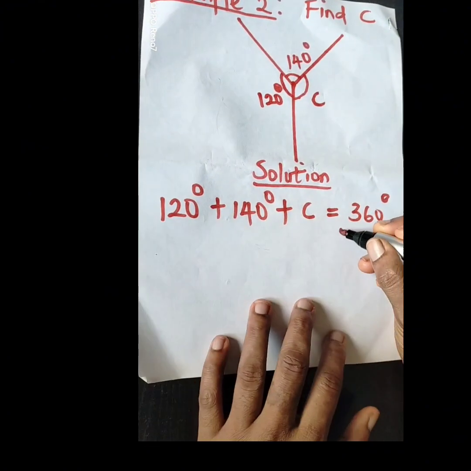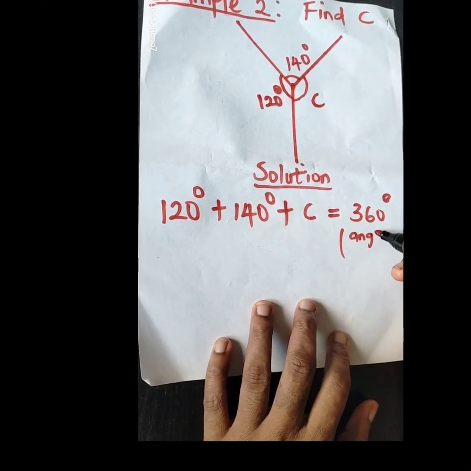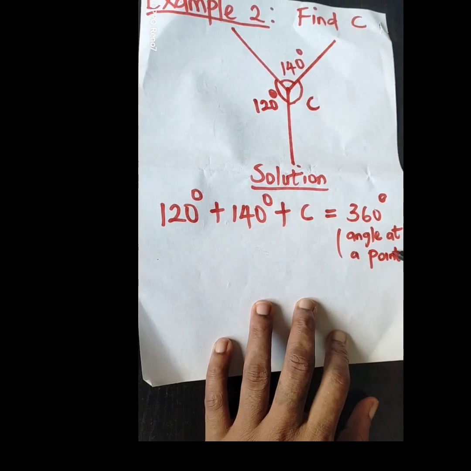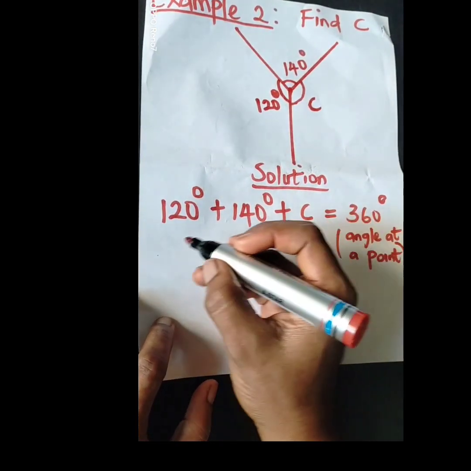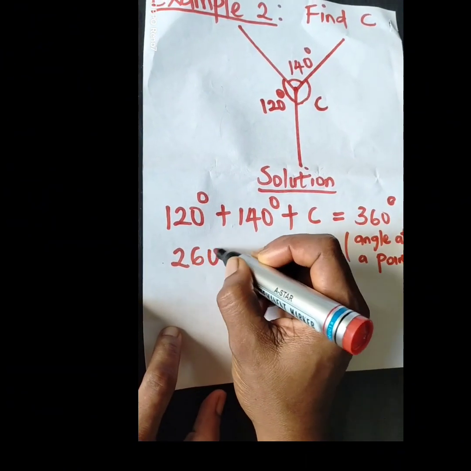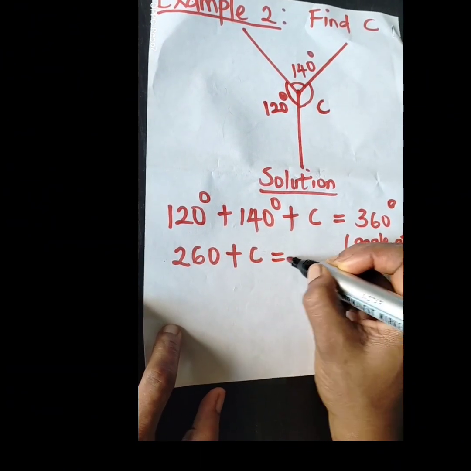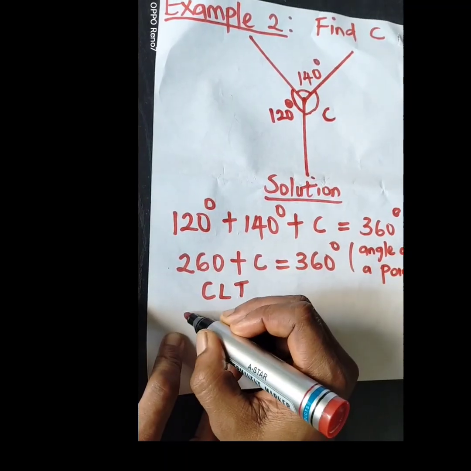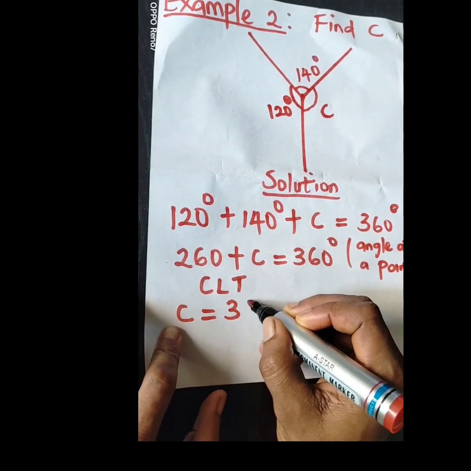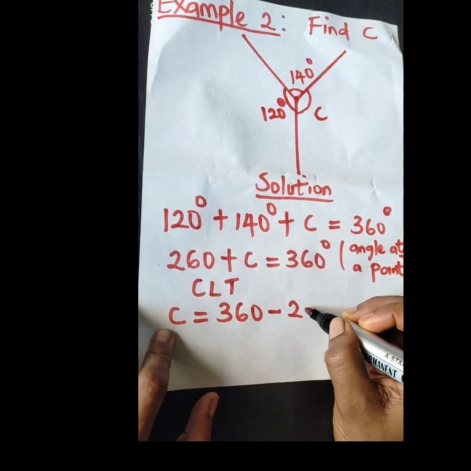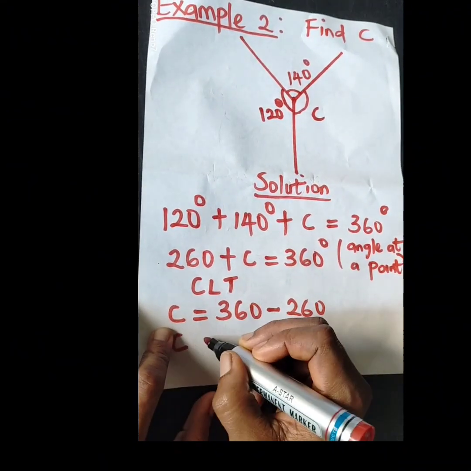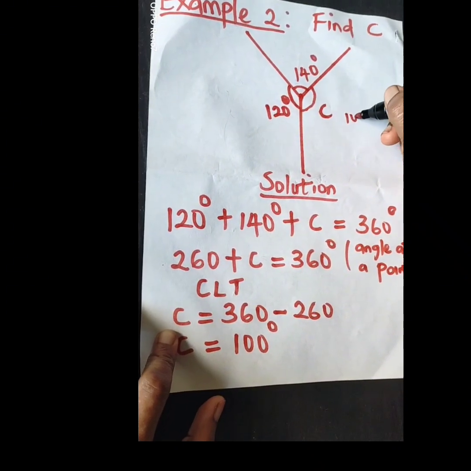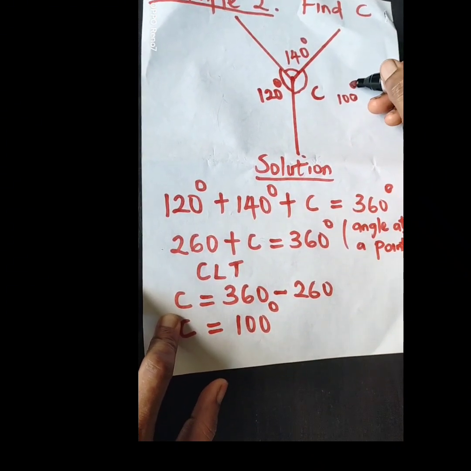Then you write the reason: angle at a point. Then when you add this together, we have 260 plus C equals 360 degrees. Then when you collect like terms, you have C is equal to 360 minus 260. Then we have C to be 100 degrees. That means this place is 100 degrees.